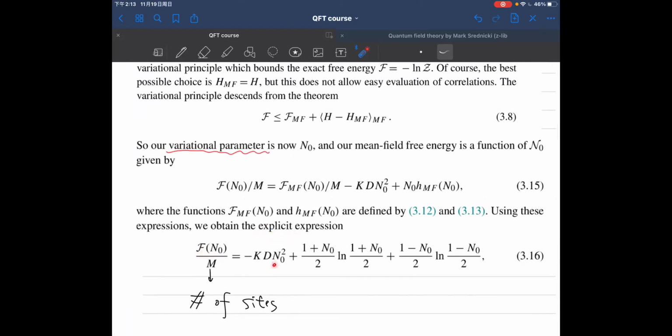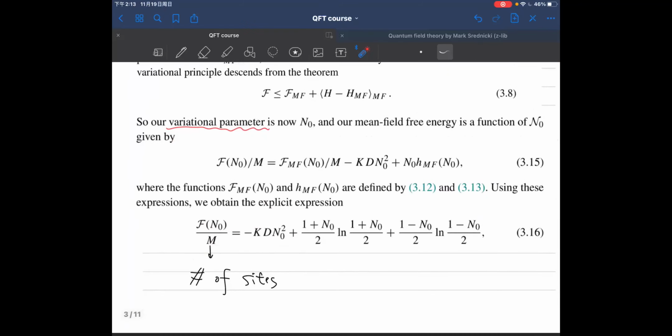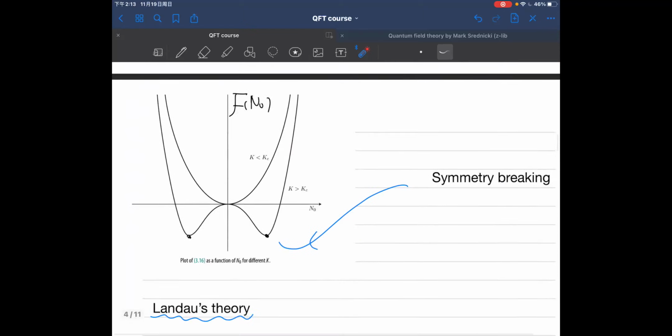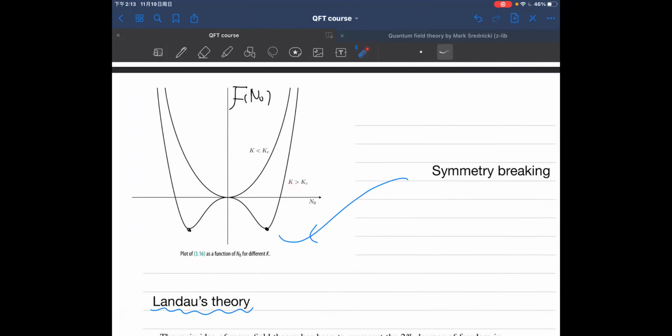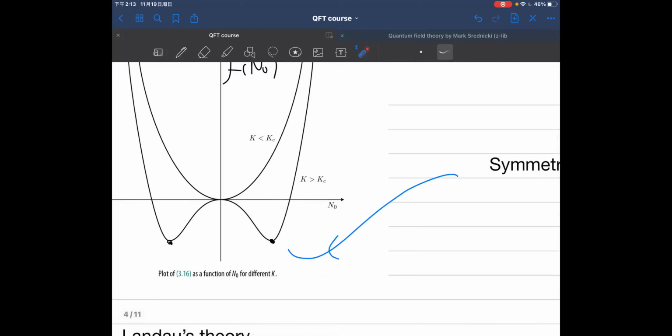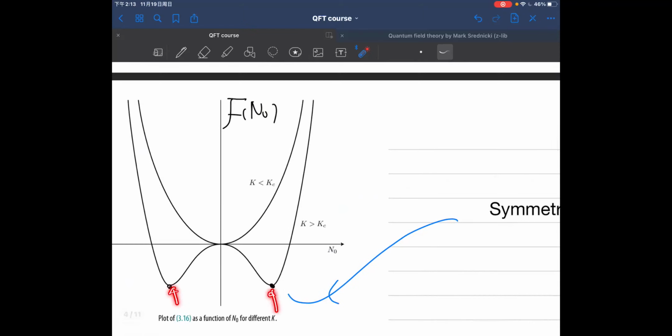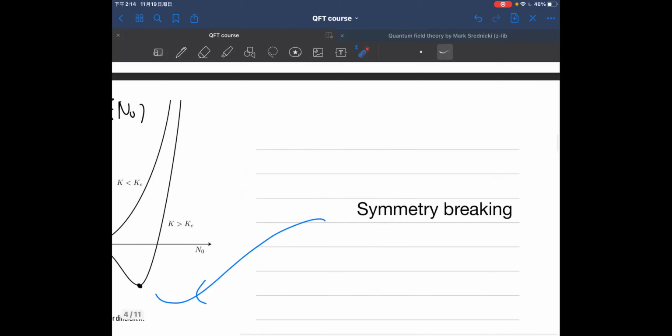Then you can plot it against n0, and you can find that for K larger than a critical Kc, there are two positions with the same minimal free energy. From this figure, you can see that the original theory has Z2 symmetry, but finally you need to choose one state of the two points. So it is an example of spontaneous symmetry breaking.